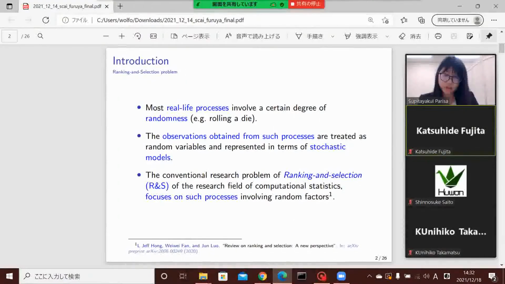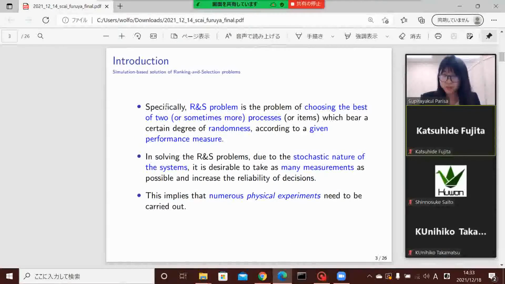Most real-life processes involve a certain degree of randomness. So the observations obtained from some process are treated as random variables and represented in terms of a stochastic model. The conventional research problem of ranking and selection, here we call R&S, of the research field of computational statistics focuses on such processes involving random factors. Specifically, the R&S problem is the problem of choosing the best of two processes, which bear a certain degree of randomness, according to a given performance measure.